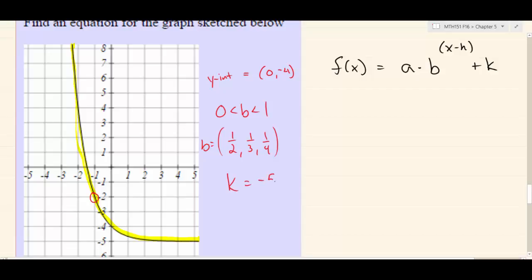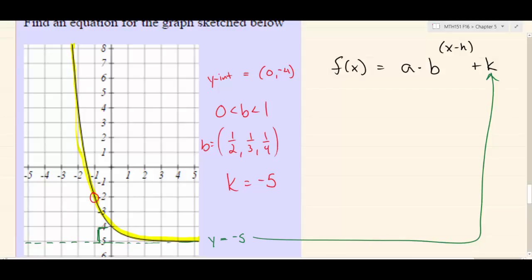K equals negative 5. How do you know K is negative 5? So you have an asymptote at y equals negative 5, and that relates to K. This distance is 1 from here to here. And if we wanted to, we could start picking some points. This point is (-1, -2). This point here is (0, -4). And remember, we talked about A and B, where the points were (0, A) and (1, AB).